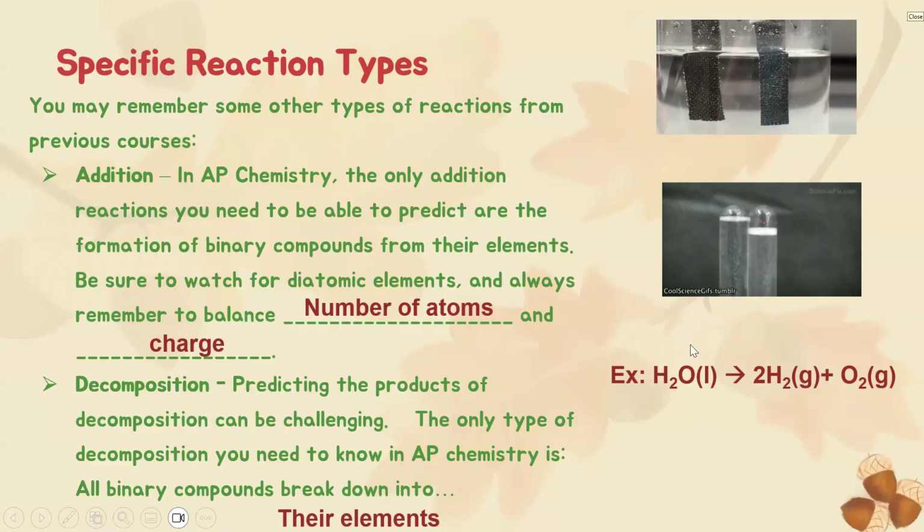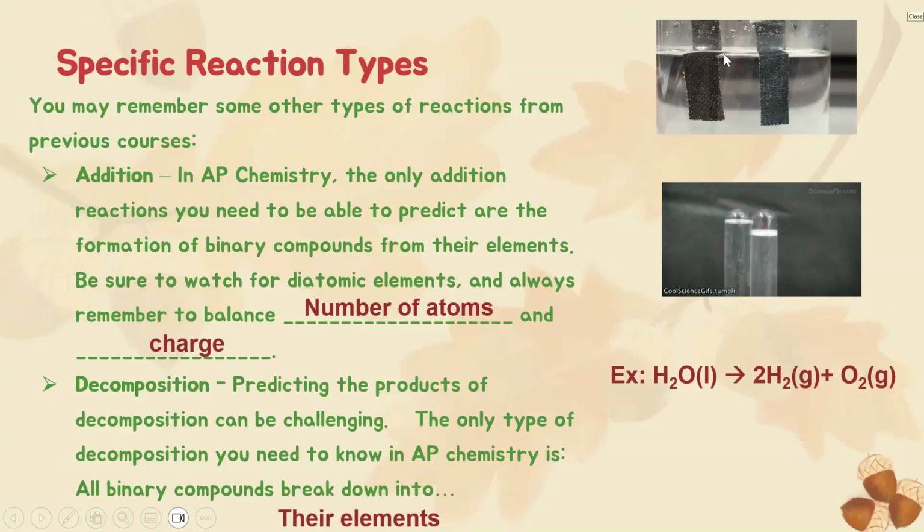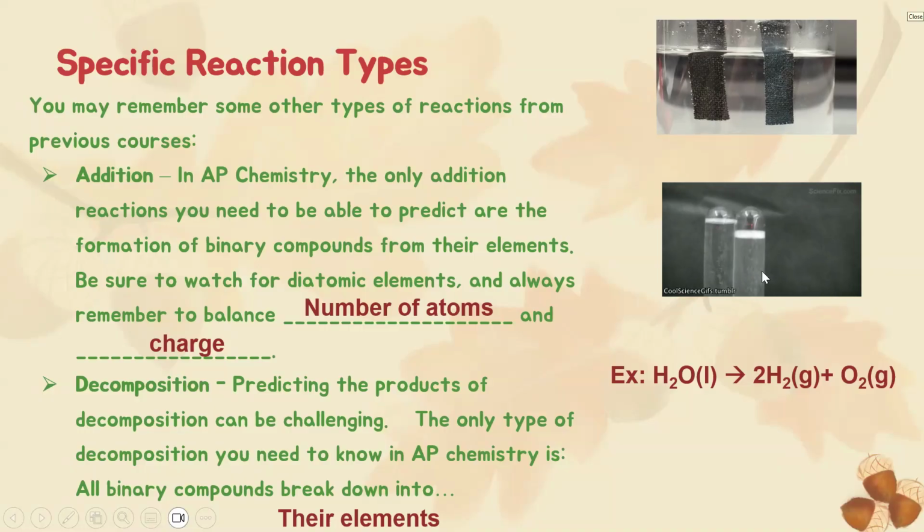So an example of this that's really pretty cool is the electrolysis of water. When you have the electrolysis of water, all you do is put electrical current through water and it will decompose into hydrogen and oxygen. You can see that here, bubbles being formed at the surface of the electrodes. And then, of course, you can see the bubbles rising in these two tubes.